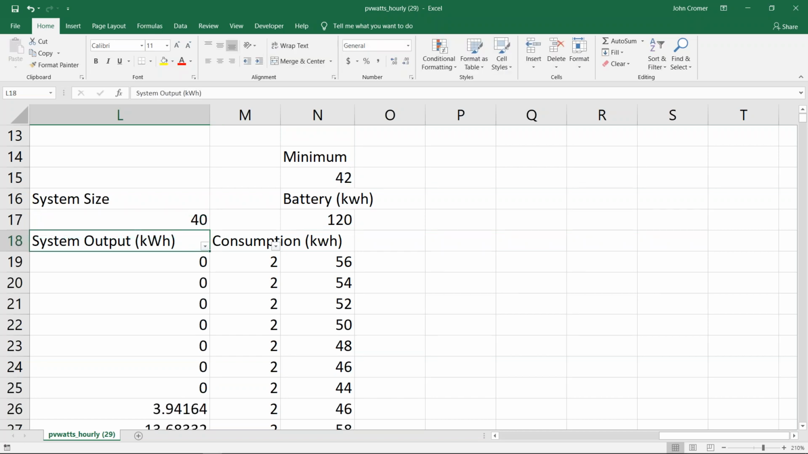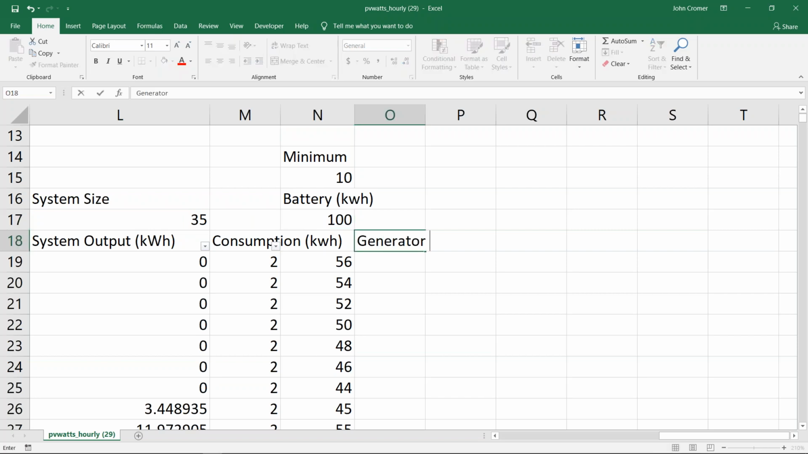What I like doing is a bunch of guess and checking to see where my diminishing returns are, where maybe I do a 35 kilowatt hour battery bank and then I can get down to a 100 kilowatt hour battery and still not go negative. Then I might add a generator runtime column and put in the generator size and see how many hours a day I need to run the generator in order to get the system to be a little bit smaller.